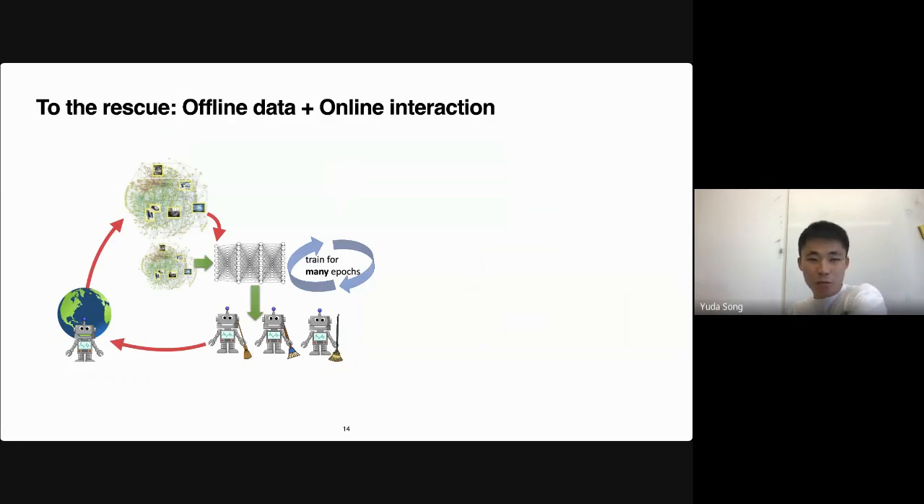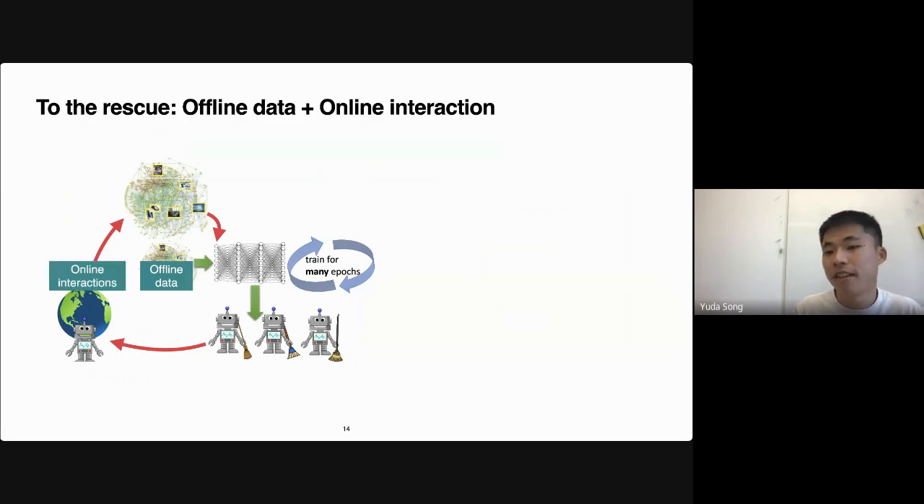And formally, this is the offline plus online setup. I'm going to use the words offline plus online and hybrid RL interchangeably through the talk. We start with some offline data, and we also have online interaction access. During online, we will aggregate more online data. And during training, we will combine both online and offline data with whatever algorithm you want to use.